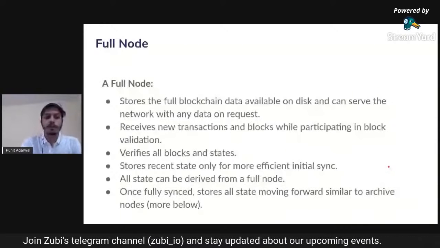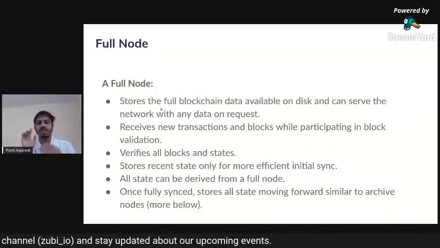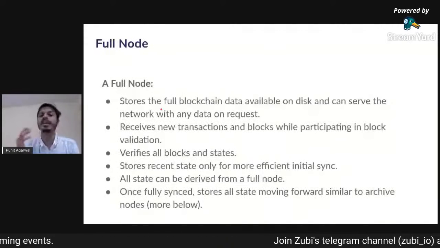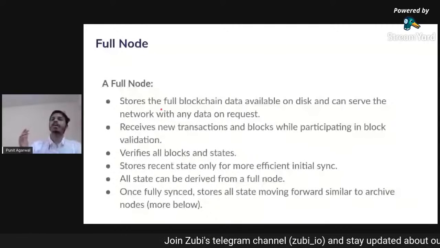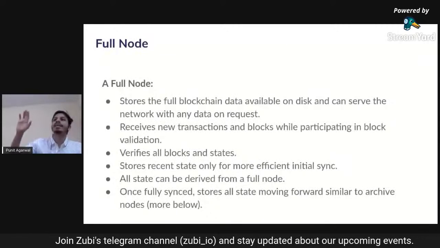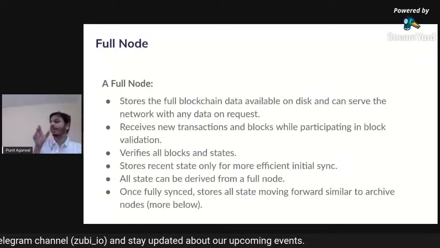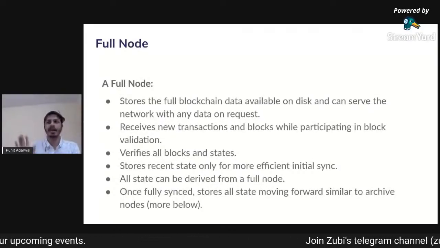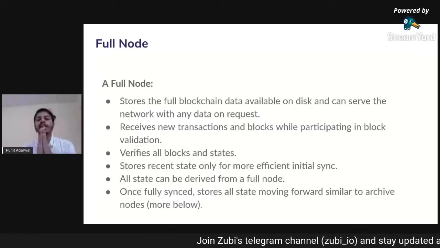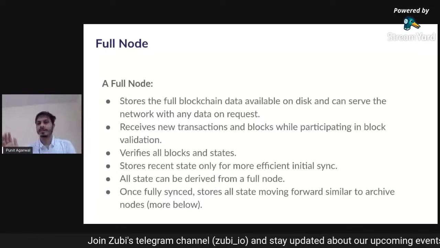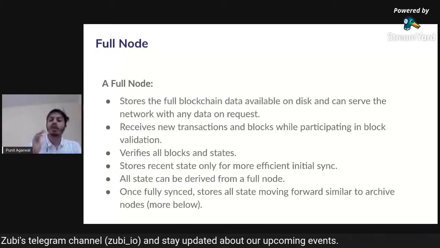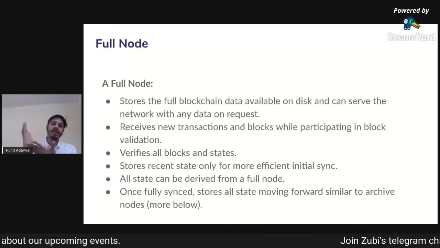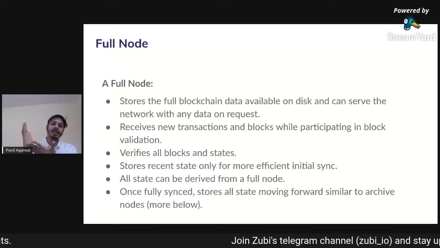A full node is something that stores the full blockchain data available on the disk and can serve the network with any data and any request. So if anyone wants to know what is the balance of Aniket, the full node has this address and this balance, and can reply. A full node can receive new transactions and blocks while participating in block validation. A full node verifies all blocks and states because they have to keep their ledger updated, and to keep the ledger updated, they have to verify the transactions.